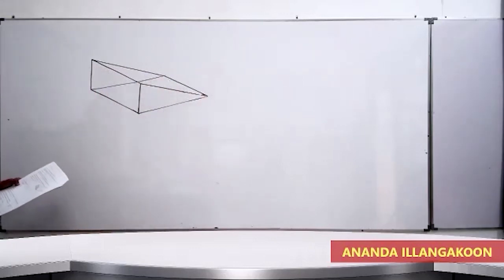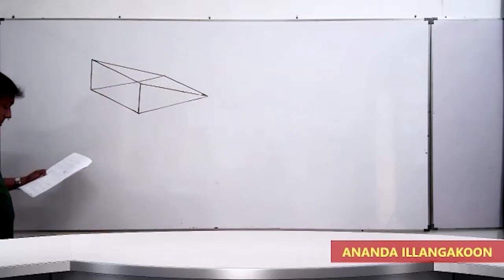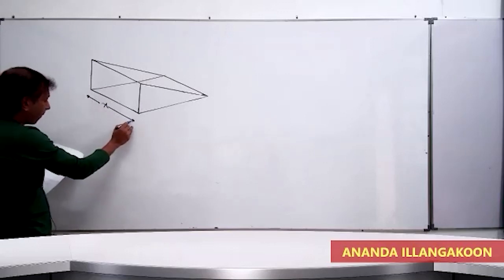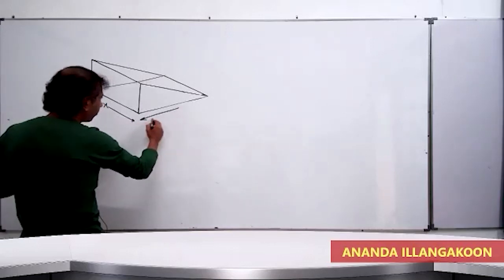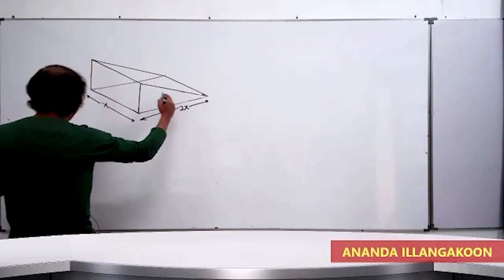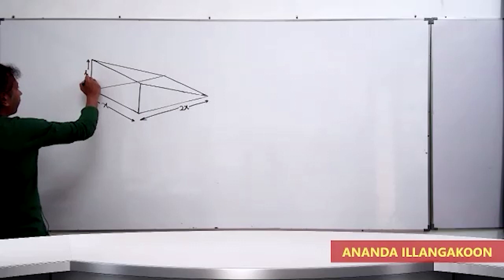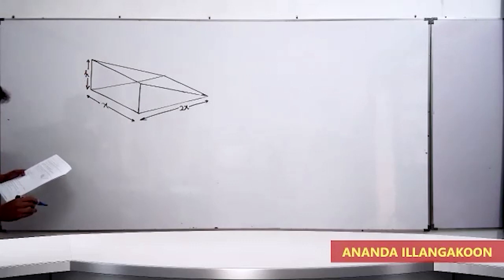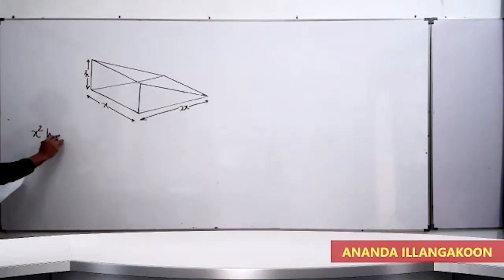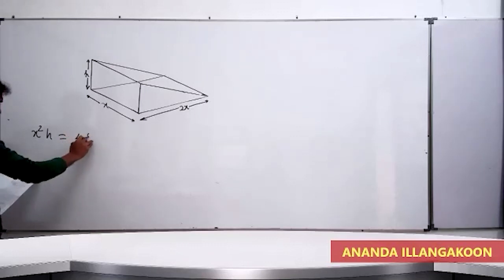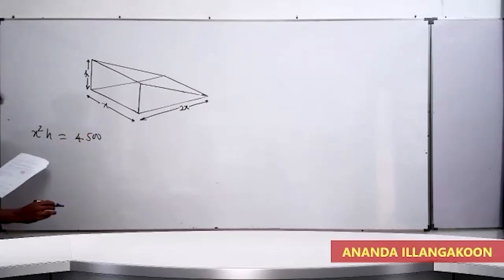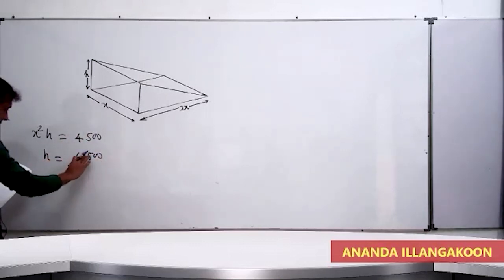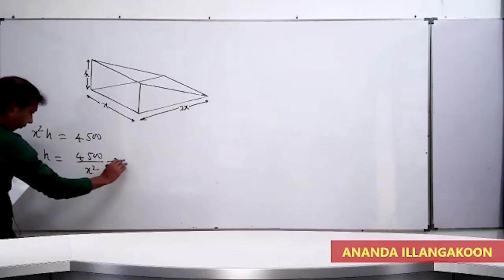This is the dustpan. This is given as x. It's 2x. This is h. The volume x squared h is 4,500. Then people will make h the subject by this. Number one.